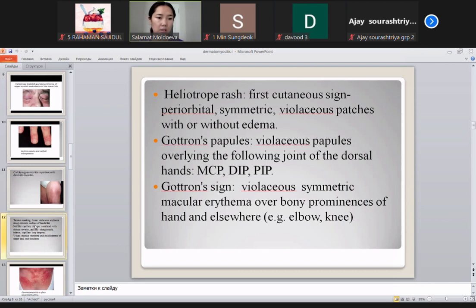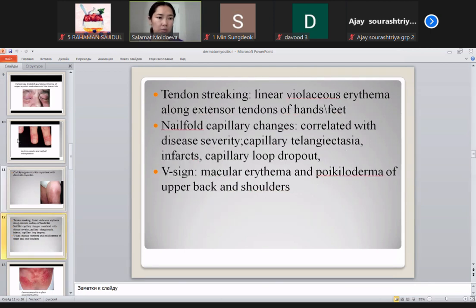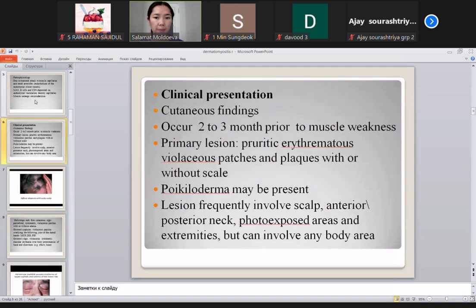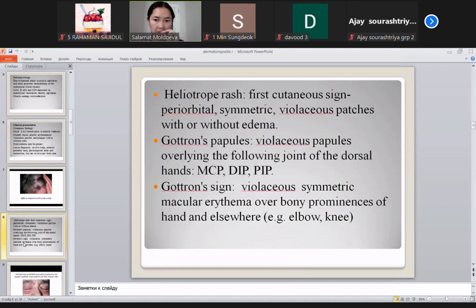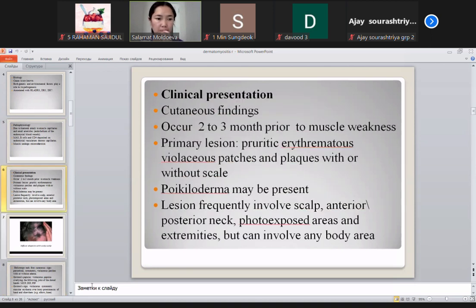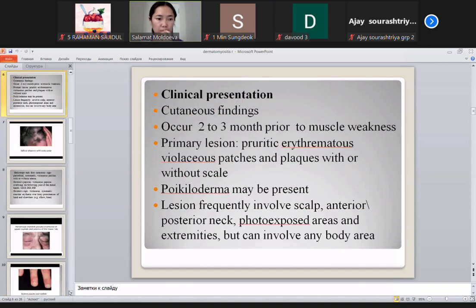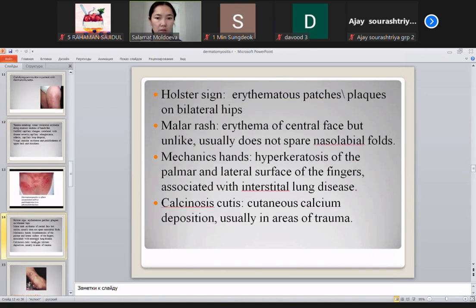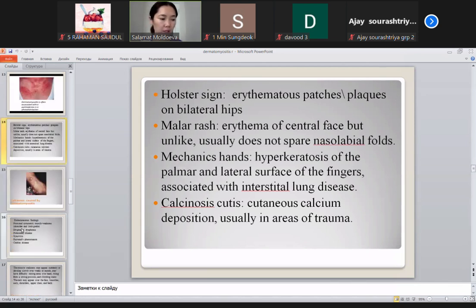One second. So I'll show you. Where was this slide? Yeah, with mechanic hands, I said. Yes, with mechanic hands.